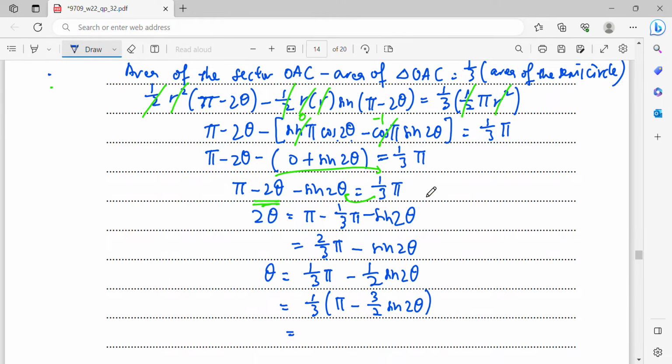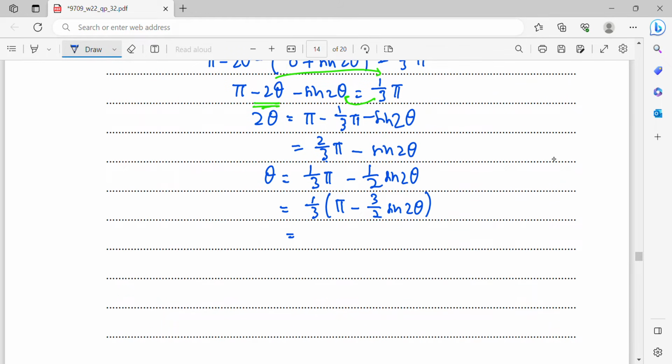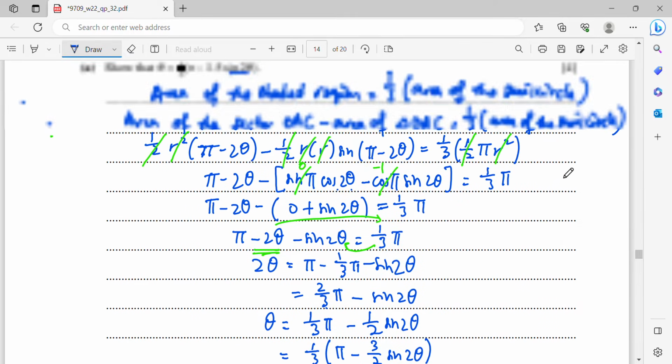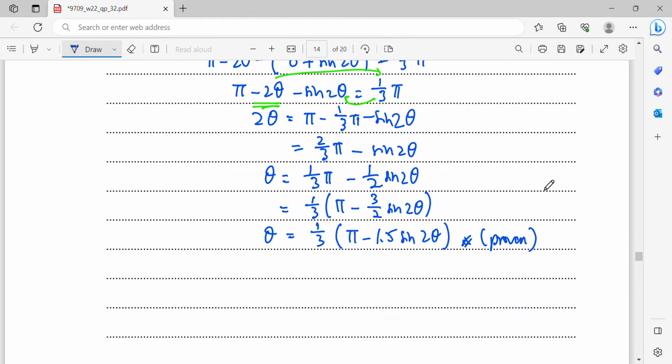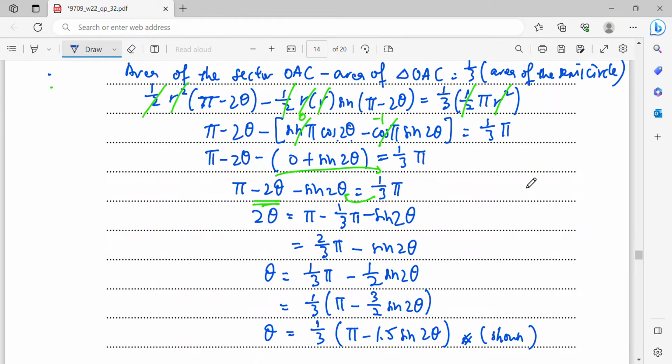So now, to get the given form, you should express 1/5 instead of 3/2 sine 2 theta here. So I will rewrite 1/3 bracket pi minus 1/5 sine 2 theta. So this is how we prove. Right? I will write shown then. That's the solution for A.